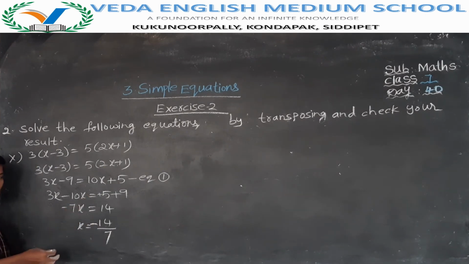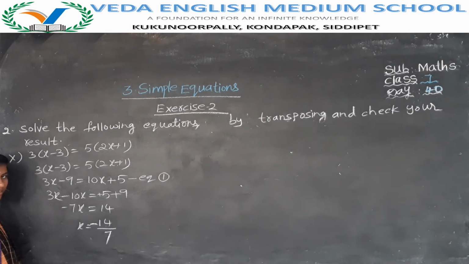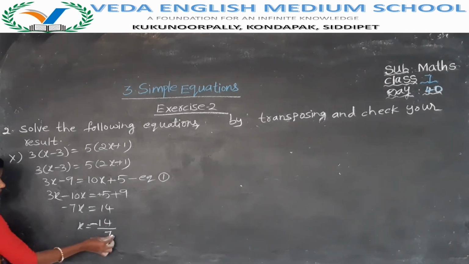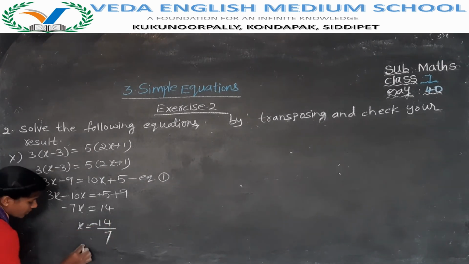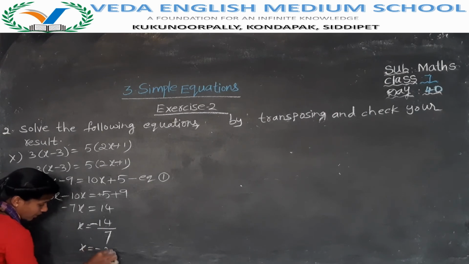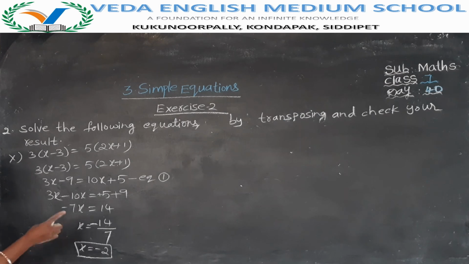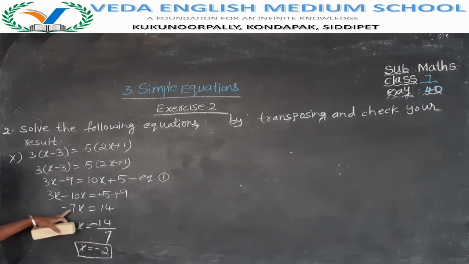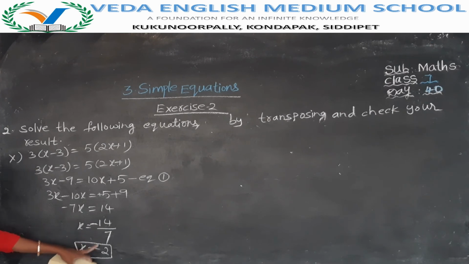Minus symbol, if you want to write in the numerator, you can write in the numerator. If you want to write in the denominator, you can write in the denominator, no problem. Now it is possible to cut, 7 ones are 7, 7 twos are 14. So the value of x is minus 2. We should not forget the minus symbol. If you forget the minus symbol, you will get a different answer in checking. So minus 2.